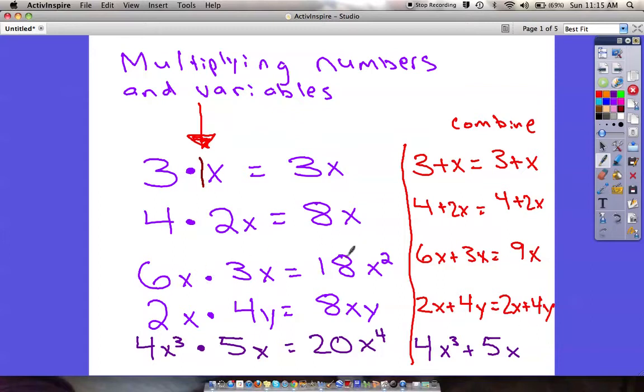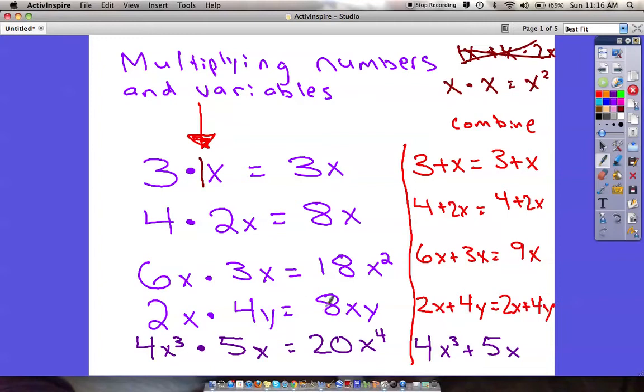Now, down on this example, we've got 6x times 3x. 6 times 3 is 18. x times x. Remember, if we had x plus x, we'd put the 1 in front of it. We would say that was 2x. That's not what we're doing here. We're doing exponents. x times x is the same thing as x to the second power. So this one we would say 18x to the second power.